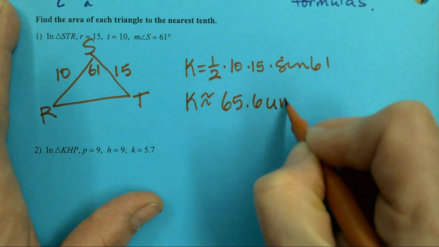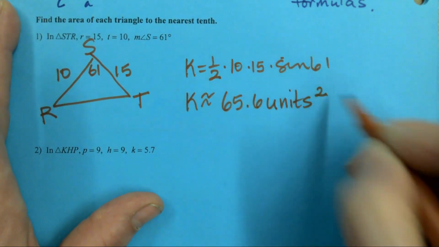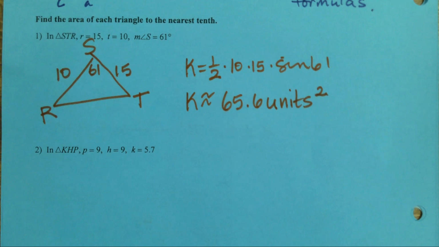I didn't put any measures on here, so we don't know what the lengths of our T and R and S are. So it is area. I'm going to put units squared on there. If you have feet, it'll be feet squared. Miles, it'll be miles squared. Did you get the same thing I did? Yeah. Okay, good.